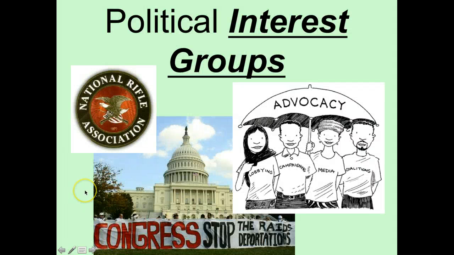Alrighty, ladies and gentlemen, we are going to spend a few minutes looking and learning about political interest groups. And as you can see, these images symbolize some of the concepts we're going to be looking at today. If you look here, this is a symbol of a very powerful organization called the National Rifle Association. And as you can tell by their name, they advocate for government policies, government laws that promote gun ownership.